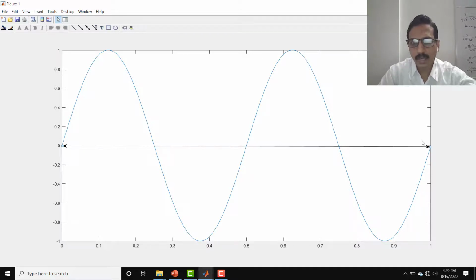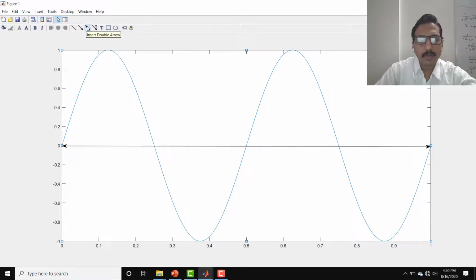If in 1 second, 2 cycles are observed, then frequency is 2. If in 1 second, 3 cycles are observed, then frequency is 3. So likewise, frequency means how many cycles of a particular waveform are observed in 1 second. So I hope you have understood the concept of frequency.